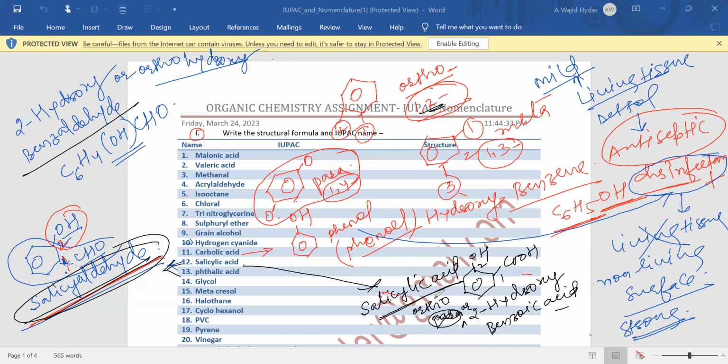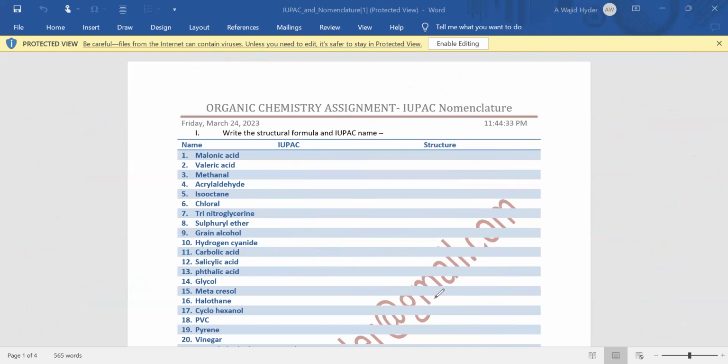Okay. Now see, in salicylic acid, there was an OH on the benzene ring, right? So with the benzene ring, it will be called hydroxy, right? I got the point. This will be 3, or meta. This is meta, no? No, the ortho position only. But I'm talking about the alcohol group. Oh, fine. Just a minute.